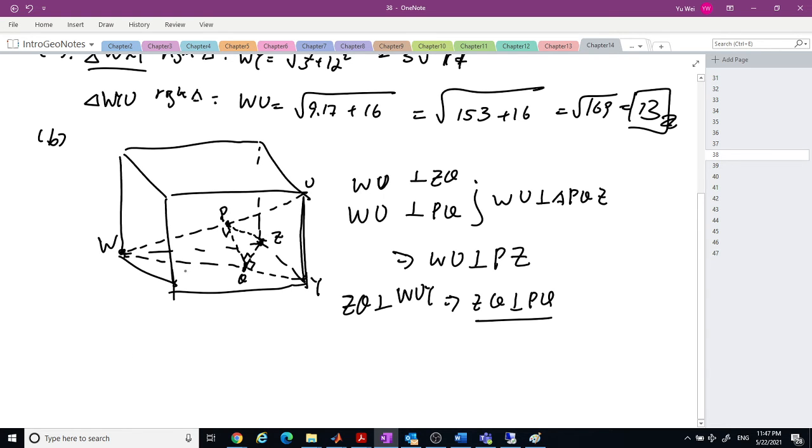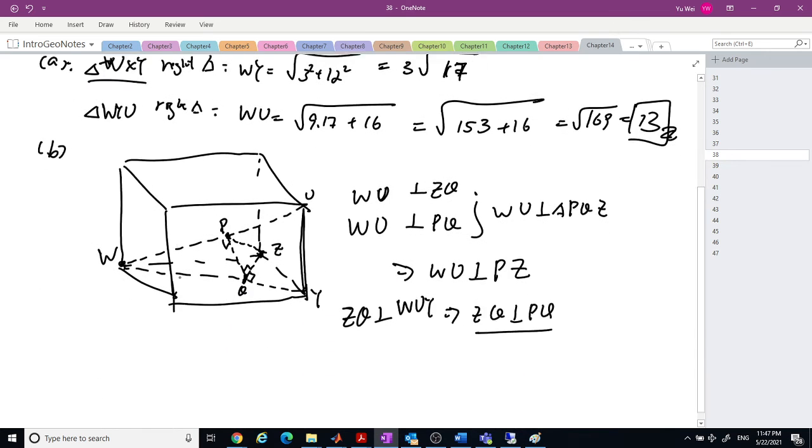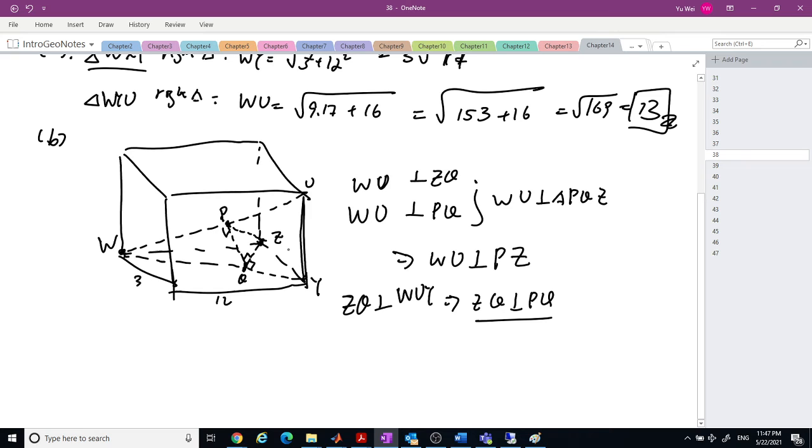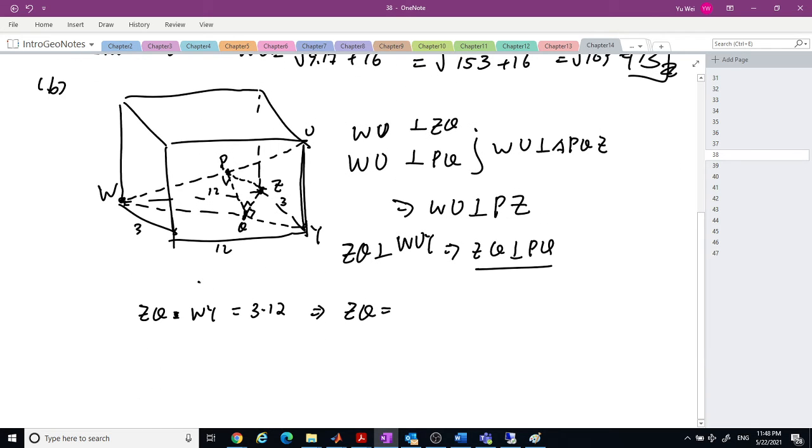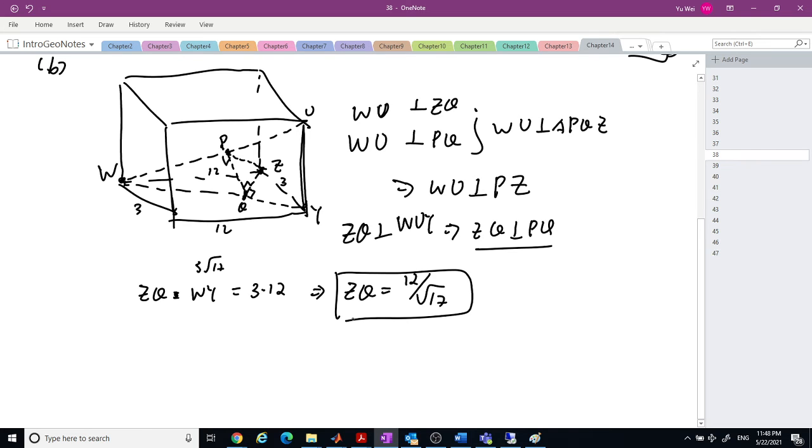Okay, so what is the 312? It's 3 and 12. So ZQ times WY is also equal to 3 times 12, so that we can solve the WY. Right? So ZQ is equal to, WY is 3 root 17, so it's 12 over root 17. Okay, so we solved ZQ, right?